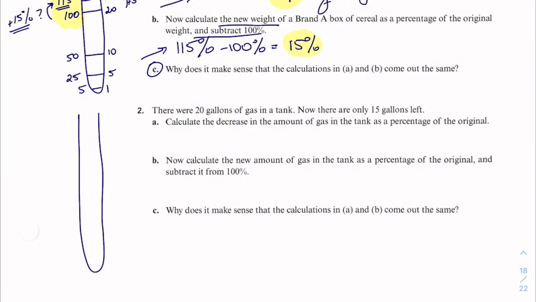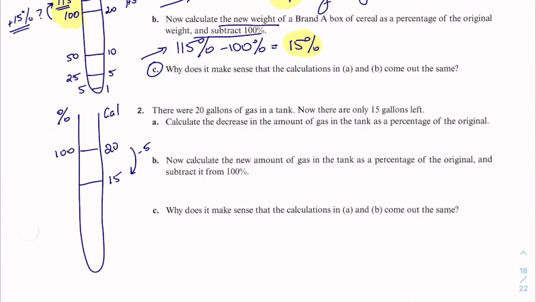There were 20 gallons of gas in a tank. Now there are only 15. Calculate the decrease in the amount of gas in the tank as a percentage of the original. Well, do we know what the decrease was in terms of gallons? We can easily calculate that. As a percent, we need to figure out what the 100% is and then see if we can make a related calculation. So we started with 100%.